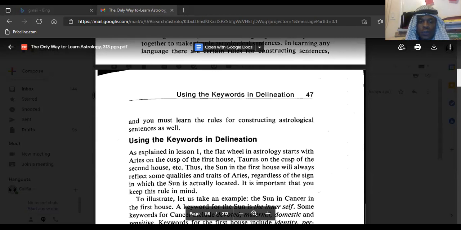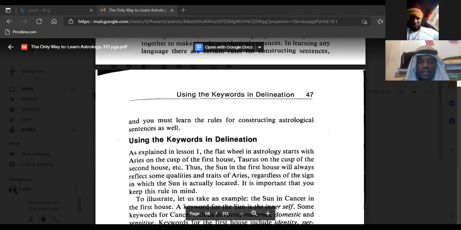As explained in lesson 1, the flat wheel in astrology starts with Aries on the cusp of the first house, Taurus on the cusp of the second house, etc. Thus, the sun in the first house will always reflect some qualities and traits of Aries, regardless of the sign in which the sun is actually located. It is important that you keep this rule in mind. To illustrate, let us make an example.